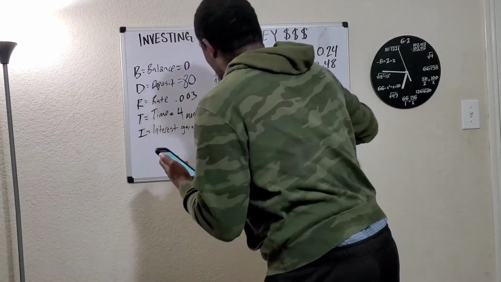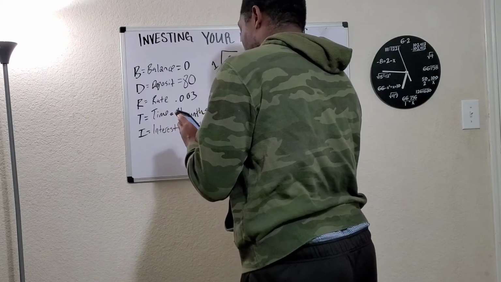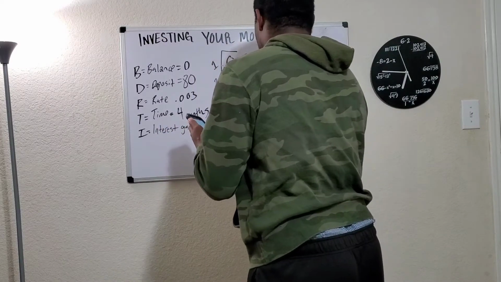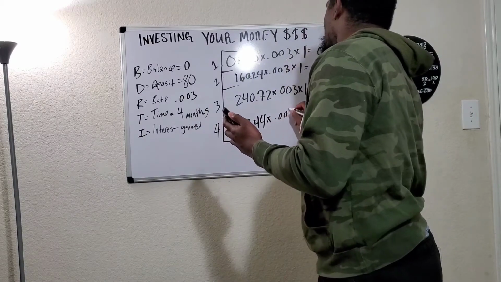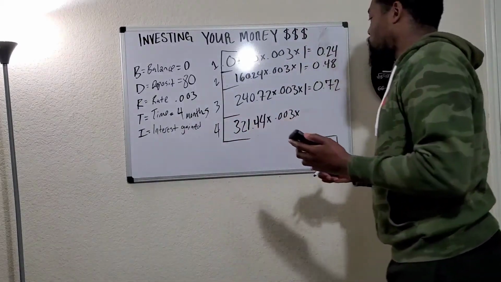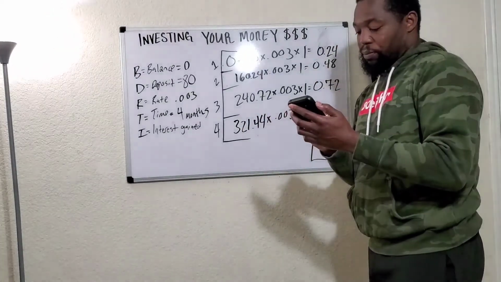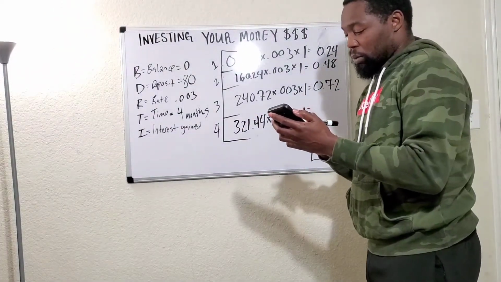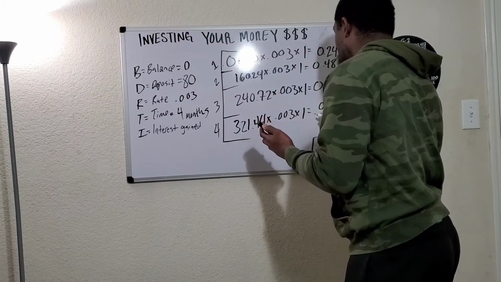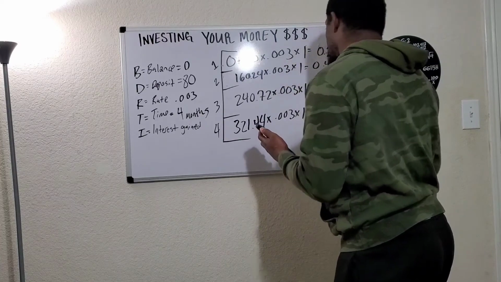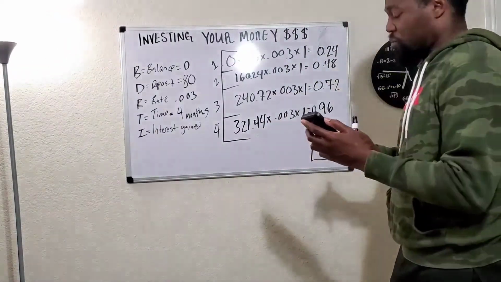And now our account is at $321.44. We're going to multiply that by our interest rate plus our 1 still. Let's go ahead and put that in. That gives us our 0.96 or 96 cents. And what do we do? We just add that 96 cents to that number right there, and that gives us our final answer.